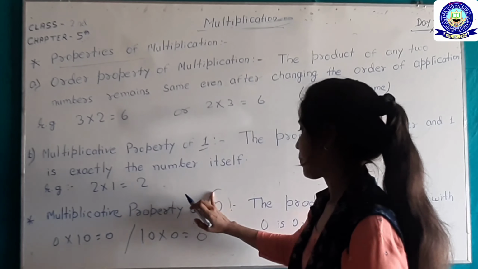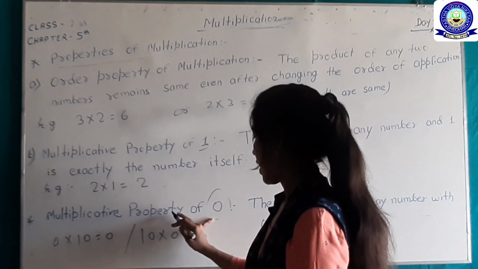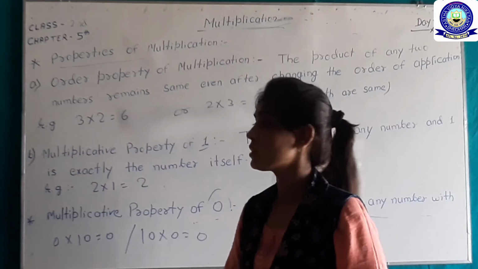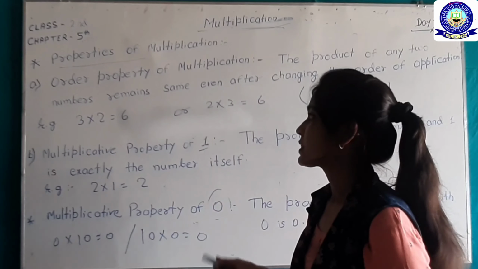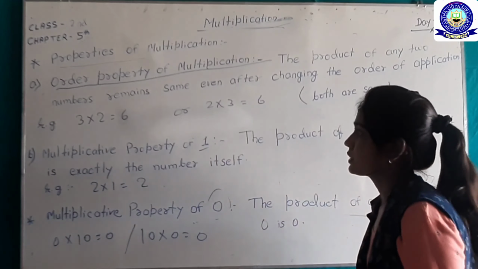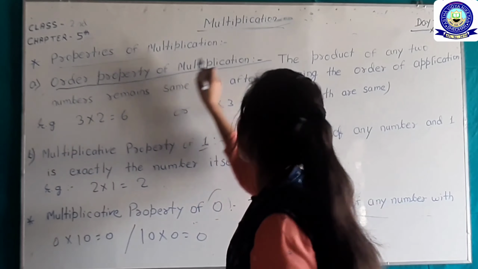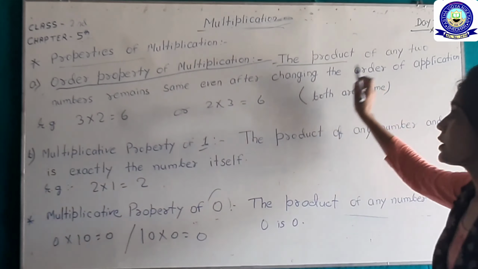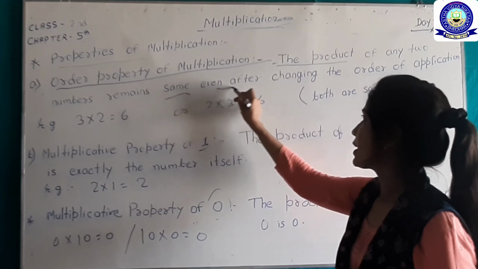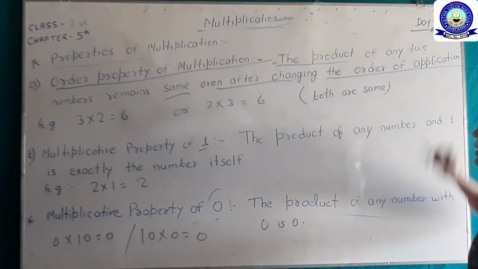This is called our properties of multiplication. You have to read about three properties of multiplication. Here is your first property, the order property of multiplication. In this property, you have to know about the product of any two numbers. The product of any two numbers remains the same even after changing the order of multiplication.